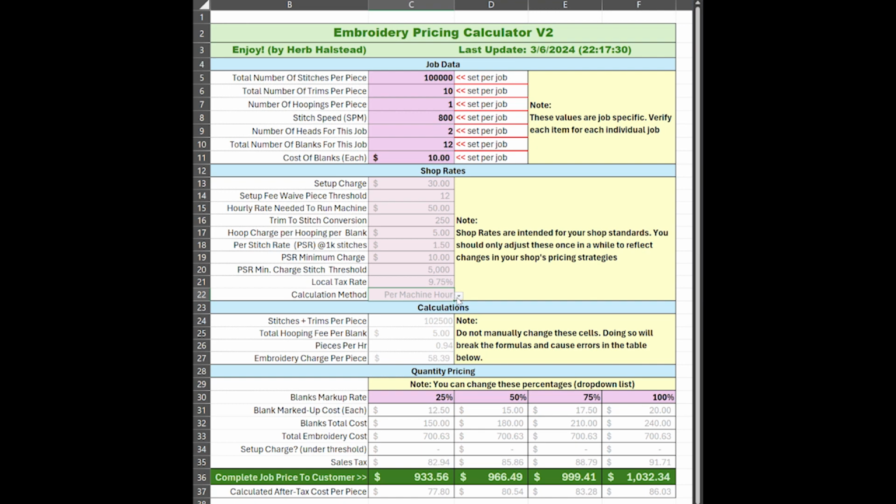And then I got a request to do a per stitch version of it. Instead of writing a whole new one, I decided just to add the ability to switch between those two. And so let's dive into it.